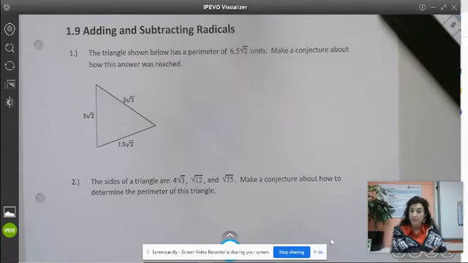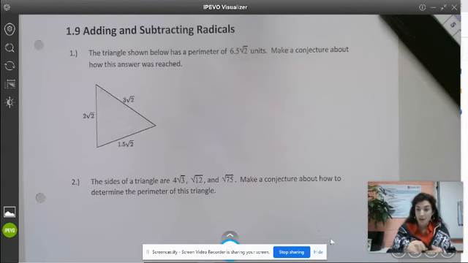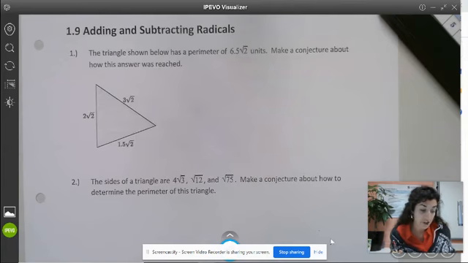We've talked so far about multiplication and division of radicals and how to simplify those radicals down. Today we're going to finish up with our most difficult operation with radicals, which is adding and subtracting radicals. So here's a practice problem that is kind of the general idea.